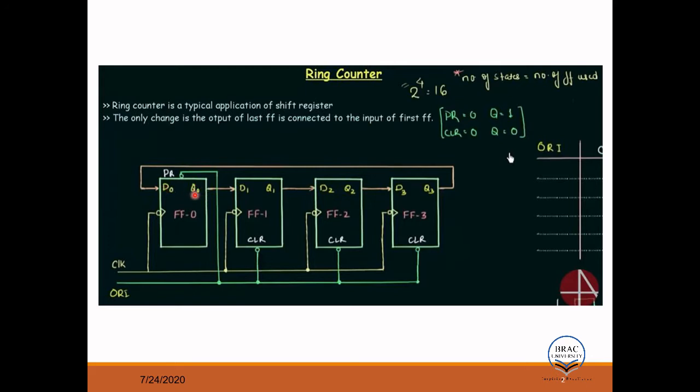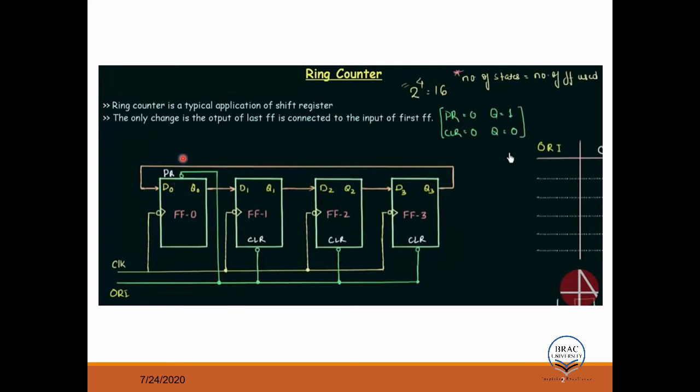The output of the first flip-flop is connected to the input of the second. Output of the second is connected to input of the third. Output of the third is connected to input of the fourth. Okay, so here the clock is the same actually. If you look here, the first clock, this is the same clock, this is the same clock, this is the same clock.